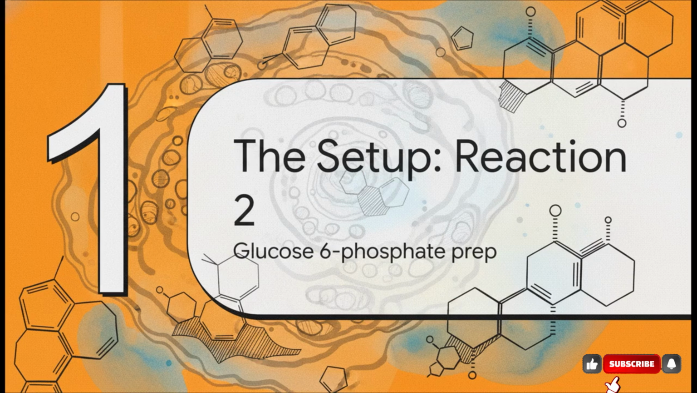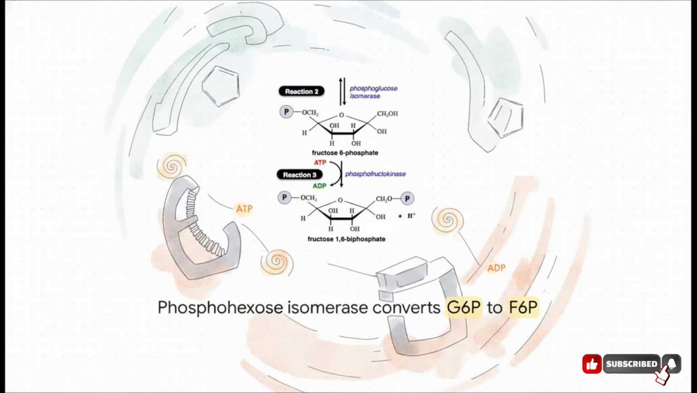Section 1. The setup. Reaction 2. So, we have glucose 6-phosphate sitting right there in the cytosol. Reaction 2 is basically a quick shuffling step. An enzyme called phosphohexose isomerase, sometimes called phosphoglucose isomerase, takes that glucose 6-phosphate and turns it into fructose 6-phosphate. Just imagine our standard 6-carbon glucose ring. The enzyme essentially rearranges the atoms to turn it into a 5-sided fructose ring. But it still has 6 carbons total, and that phosphate group stays exactly where it is.